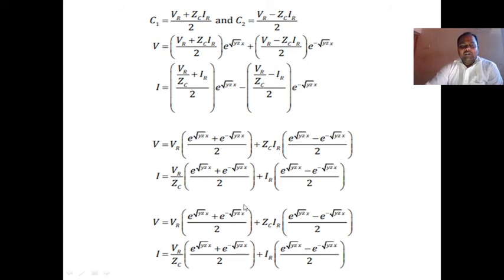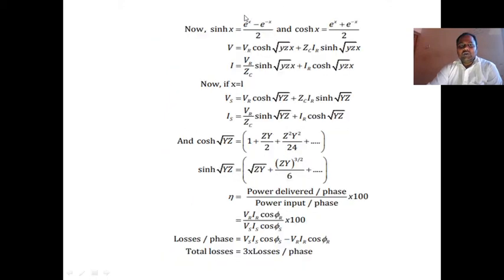So after finding this, please observe carefully. In this expression, (e^(√yz·x) + e^(−√yz·x))/2 and (e^(√yz·x) − e^(−√yz·x))/2. Please observe carefully. This is in the form of sinh x equal to (e^x − e^(−x))/2 and cosh x equal to (e^x + e^(−x))/2.